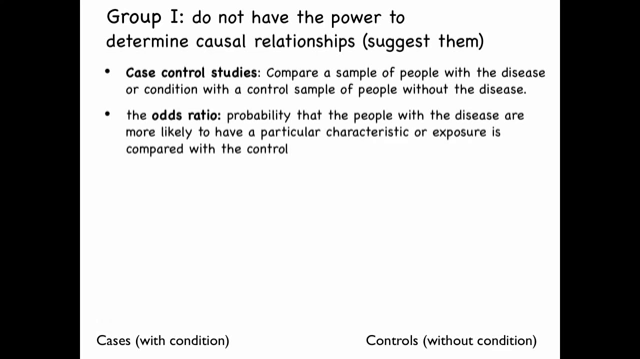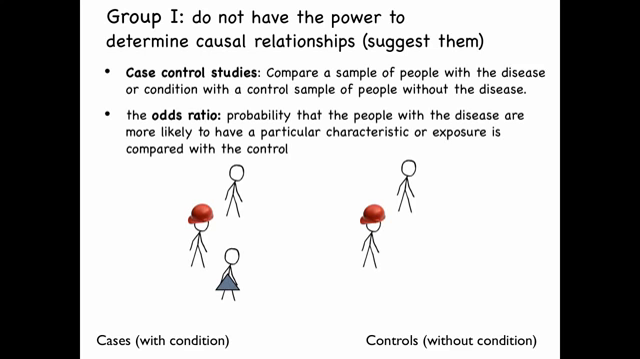The third type of study in this group is called a case control study. These are studies that compare a sample of people with a disease or condition with a control sample of people without the disease. So you may have a group of people who all have a disease, and you would find their matching controls who have similar characteristics to the people who are the cases. They would be matched based on age, gender, employment, socioeconomic status, etc., so that they were as closely matched as possible. The only difference being one group has the disease.